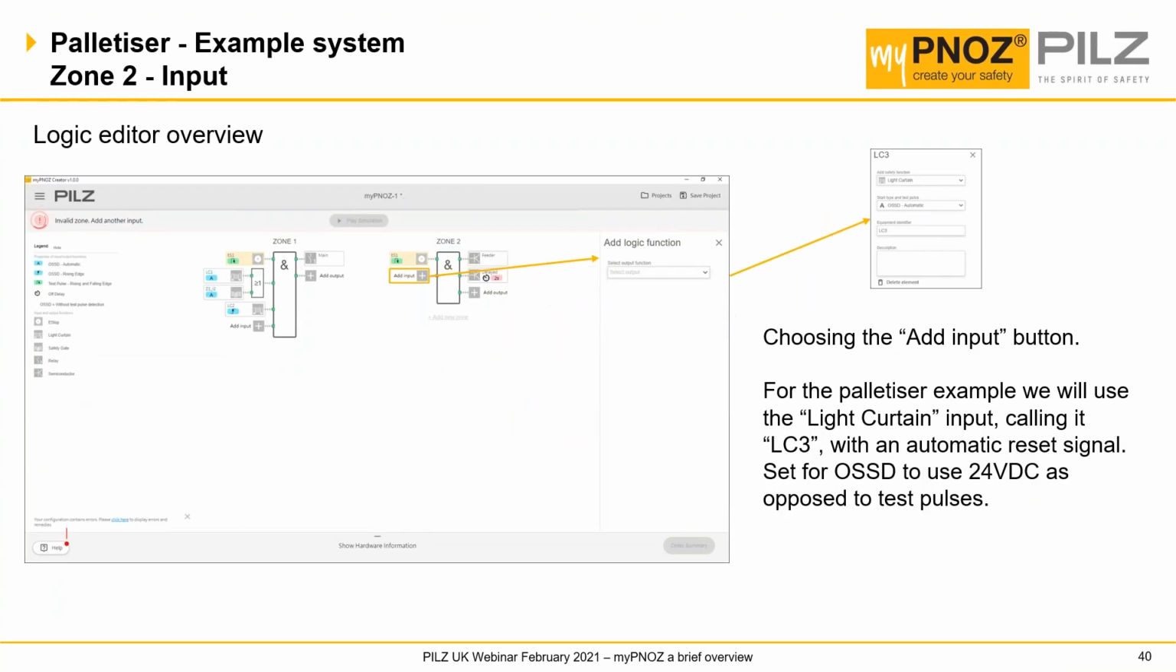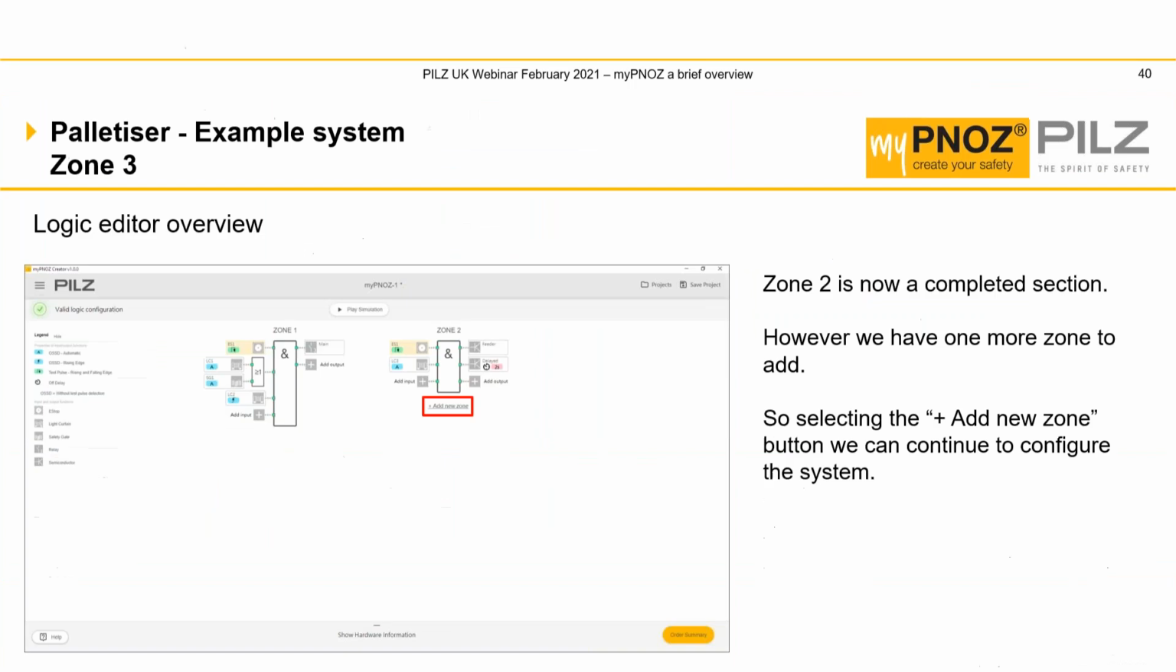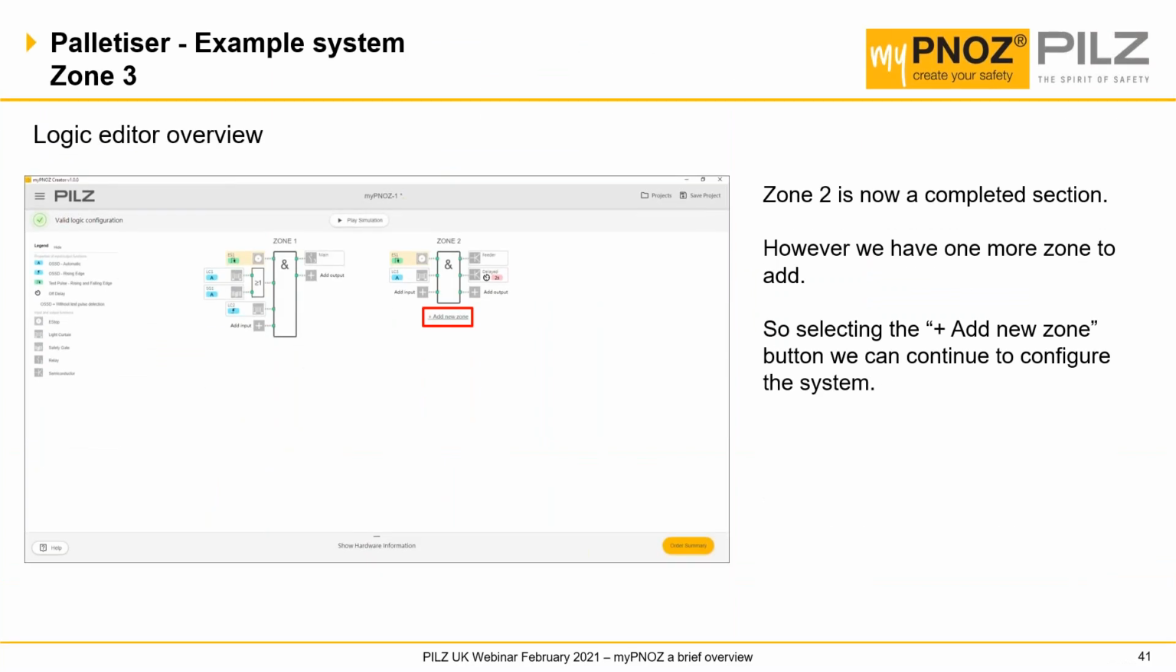On the left hand side, the first input is already programmed for us. It is the E-stop that is on the head module that affects, as said previously, all zones. For the palletizer example, we'll add another input called the light curtain LC3 with an automatic reset signal, again OSSD to use 24 volts. Zone 2 is now also a completed section.